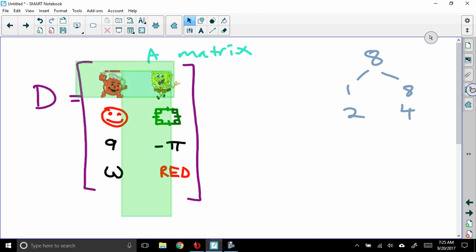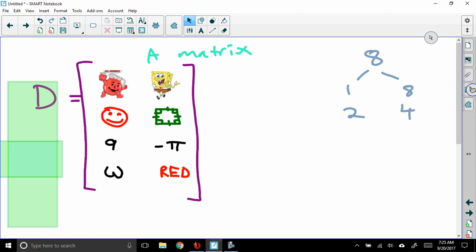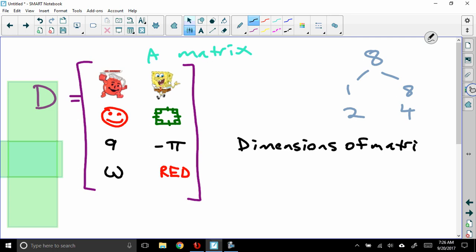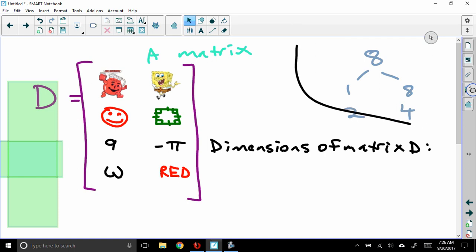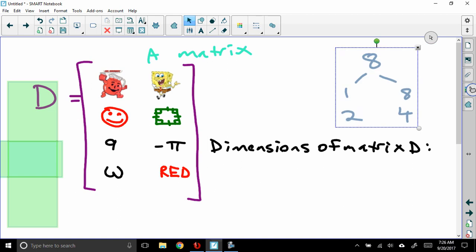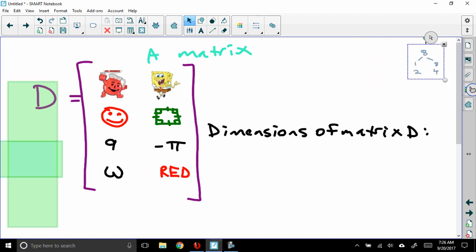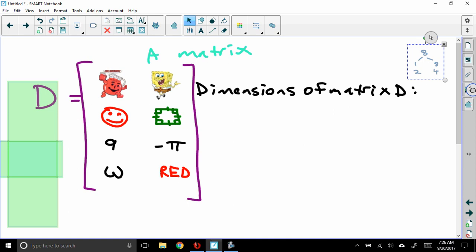So when we talk about the dimensions of this matrix, remember, we've got to identify what the dimensions are. So let's look at this matrix and think about this. The dimensions of matrix D are as follows. I was trying to use my smartboard, and it gets confused sometimes, as do I. But if we're talking about the dimensions of matrix D, we need to remember what rows are, what columns are.